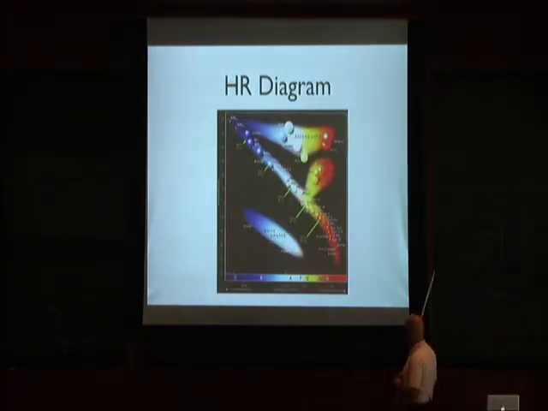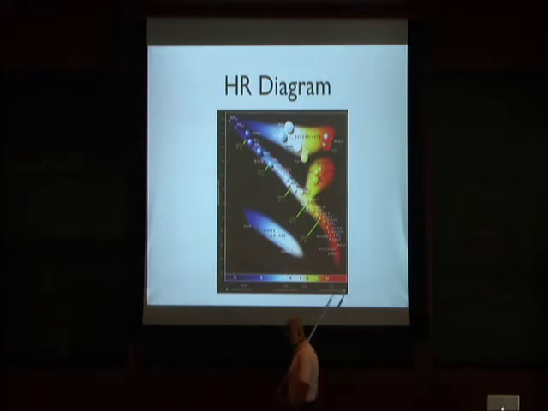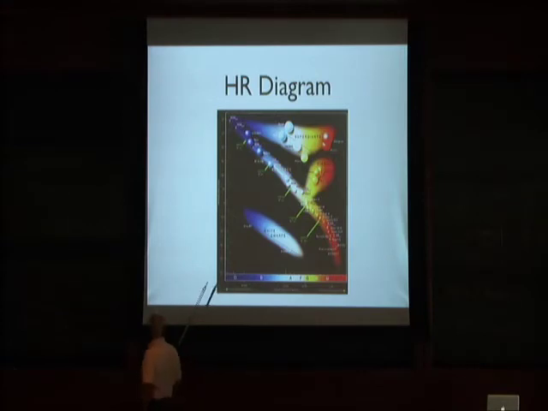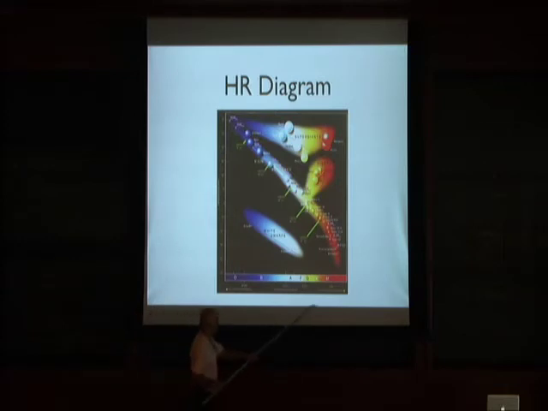This plot here is how astronomers like to represent much of stellar evolution and stellar populations. This is called the Hertzsprung-Russell diagram. What's plotted on this axis here is stellar temperature, and the numbers are a bit hard to read, so let me just go through what we're looking at in temperature. This is 3,000 Kelvin, 6,000, 10,000 Kelvin, 30,000 Kelvin.